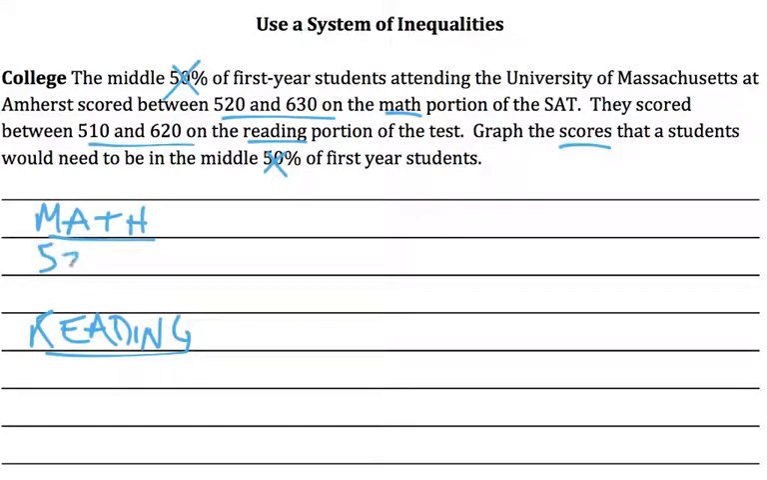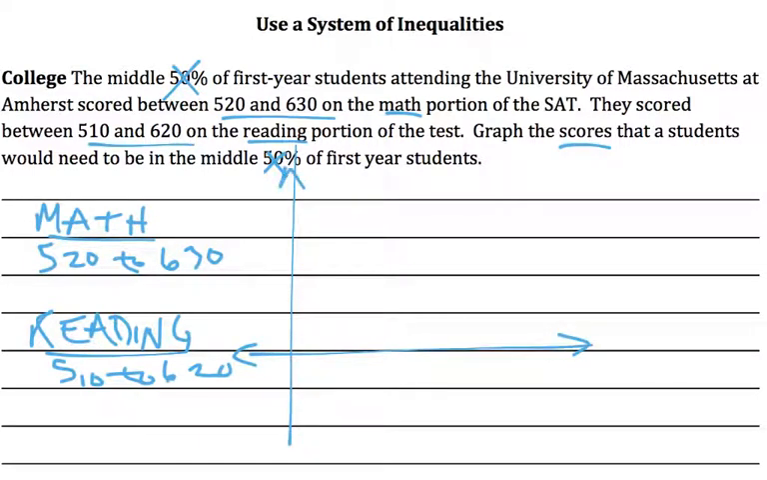So here's 520 to 630. Here is 510 to 620. And because these are different tests, we can set up a graph to where we have two axes, where one would represent math and the other one would represent reading. Now, instead of having to draw this all crazy out detailed, let's think how we could make our life a little bit easier. Nah, never mind.